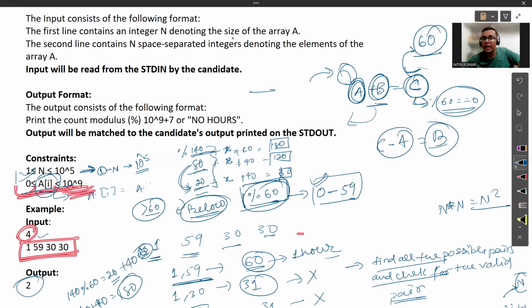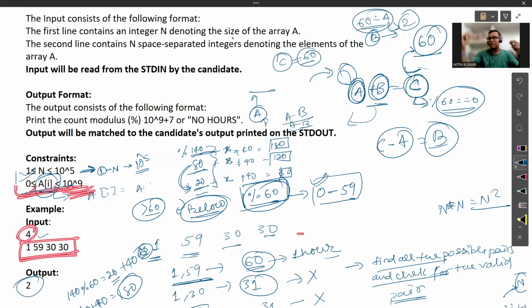I've told you in an array you have a pointer on A, and you know what you need, C, which is 60. So you check whether 60 minus A was already present earlier, and if so, how many times it is present. Let's say 60 minus A is present 2 times previously in the array. How many pairs can we form with A? Obviously, 60 minus A is B. So if B is present 2 times, we have pairs AB and AB, 2 pairs. We can pair A with two different values of B.